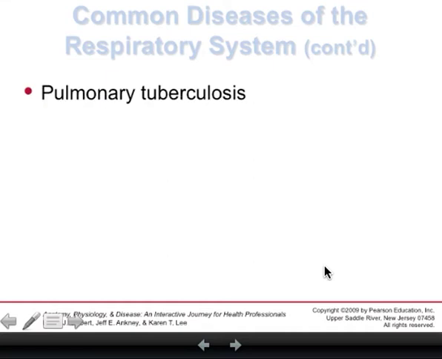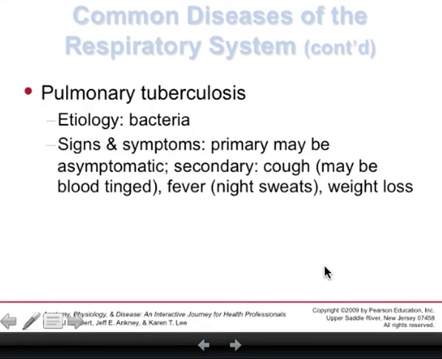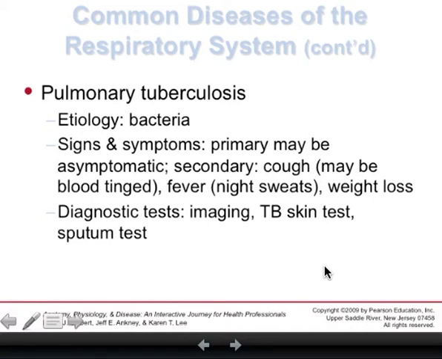Okay, tuberculosis. It's caused by bacteria. The signs and symptoms may be an asymptomatic secondary cough. It could be blood tinged. You might see fever. You might see night sweats, and you could experience weight loss. We diagnose this with imaging, tuberculin skin test, and a sputum test, and the treatments are antibiotic agents.